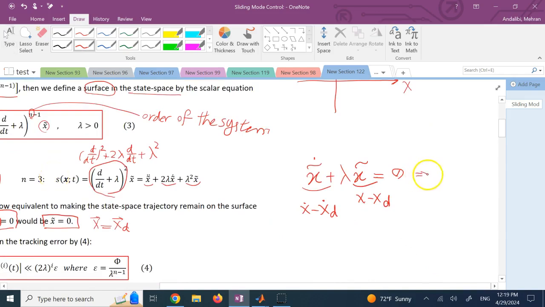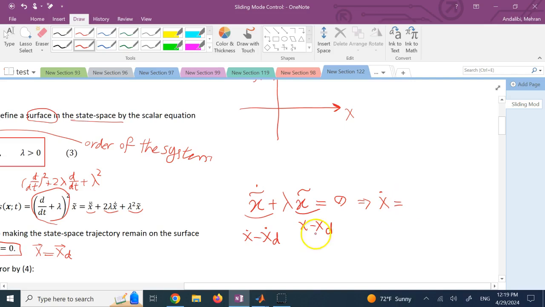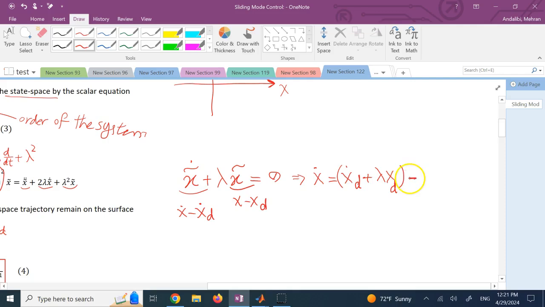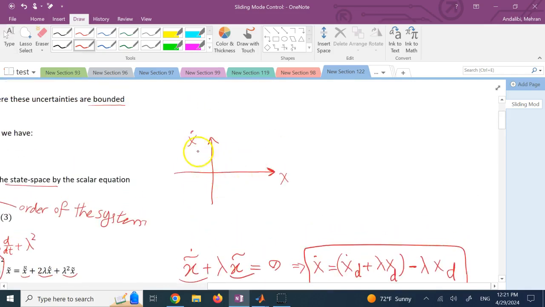Okay, now what would you get from here? You get that x dot is equal to what? x desired dot, if you take it to the other side, plus lambda times this x desired term, and then you're also going to have a negative lambda times x. So let's write that one as well. And if this is a constant or a variable term, it could be a function of time or constant. Clearly, you see this is a relation between what? x dot and x. So in this case, it is going to be a curve, right? And again, if this lambda is constant and these are constant too, it could be, for instance, a line.